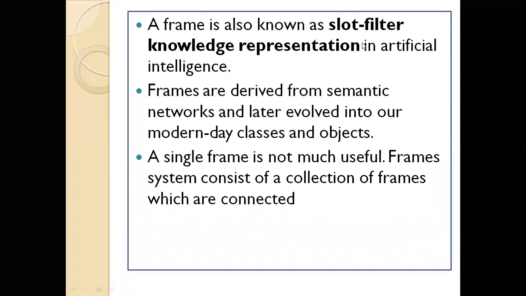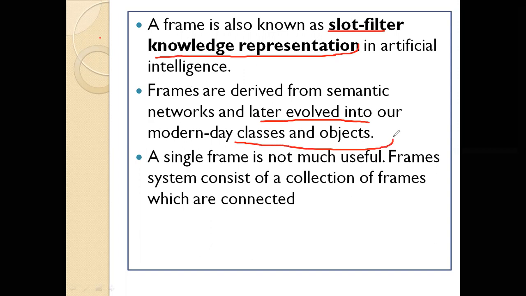Now, this frame, as it is containing slots and facets, is also known as slot filler knowledge representation. So one question to you, you may answer through comments: what is known as slot filler knowledge representation in AI? You can answer it through comments. So frames are derived from semantic networks actually, and later evolved into our modern day classes and objects. Nowadays, you know about these objects and classes. Actually, they are being derived from frames. But you know, a single frame may not be useful, so we need a whole frame system, and that may contain a collection of frames.